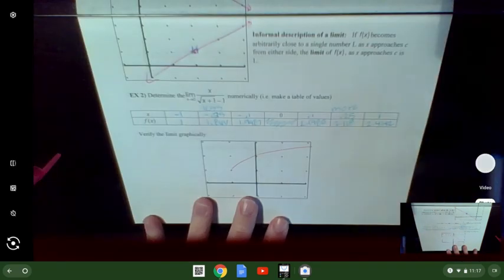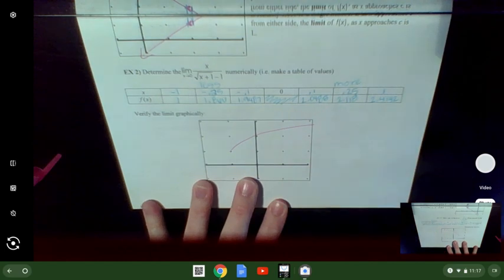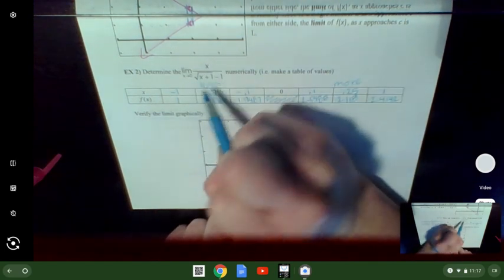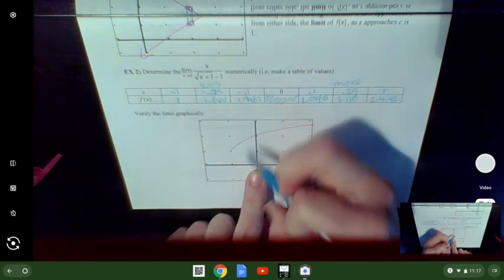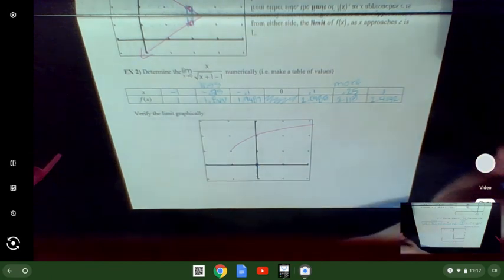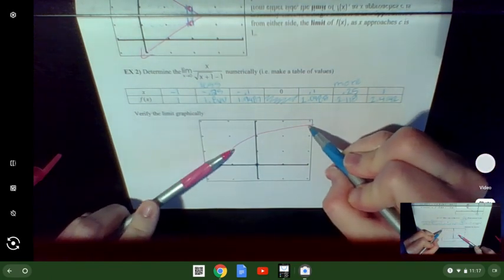So here we go. Again, I want the limit as I get closer and closer to 0. And we know it isn't as x approaches 0. So here's my x of 0. And I am going to take my pens and jump on my graph on either side.